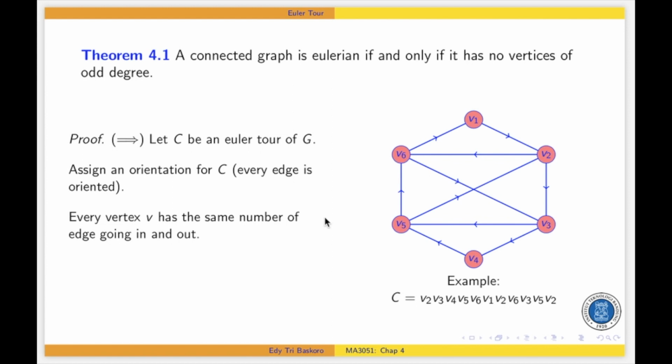And then every vertex v has the same number of edges going in and going out, right? So when you see v2, you have one going out and another one going out, so we have two going out edges and two going in edges. So also in the other vertices, because we have a closed trail. So the degree of every vertex v must be even.